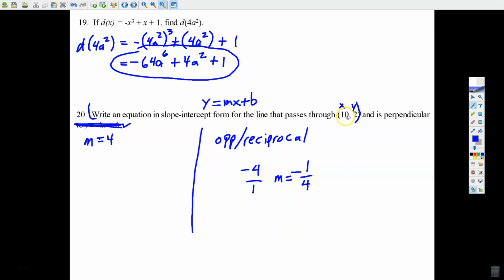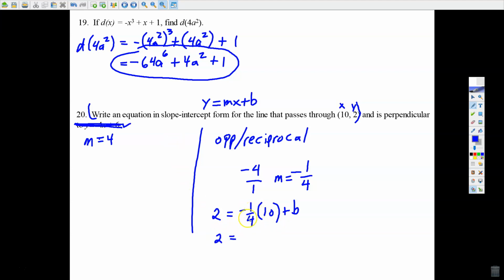I'm going to use 10 for x, 2 for y, -1/4 for m, and that's going to help me find out what b is. So let's see. Y, which is 2, equals m, which is -1/4, times x, which is 10, plus b, and we're going to solve for b. All right, so we have to do this multiplication here.